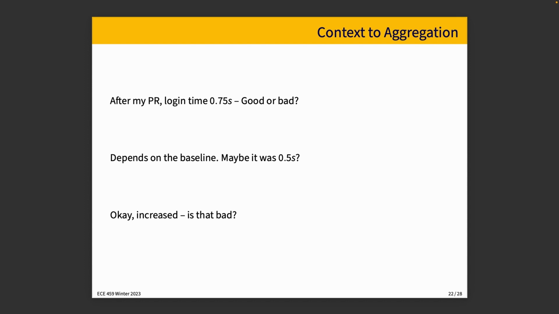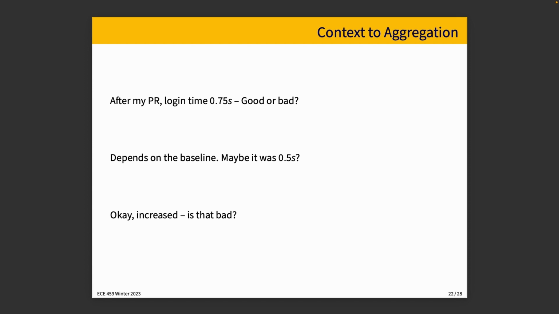But okay, let's say that for the purposes of the example, before my PR it was 0.5 seconds. So the total time for that has increased. Is that bad? Again, it sounds bad. I mean, we usually talk about can we complete work faster, but that's not the only goal, right?